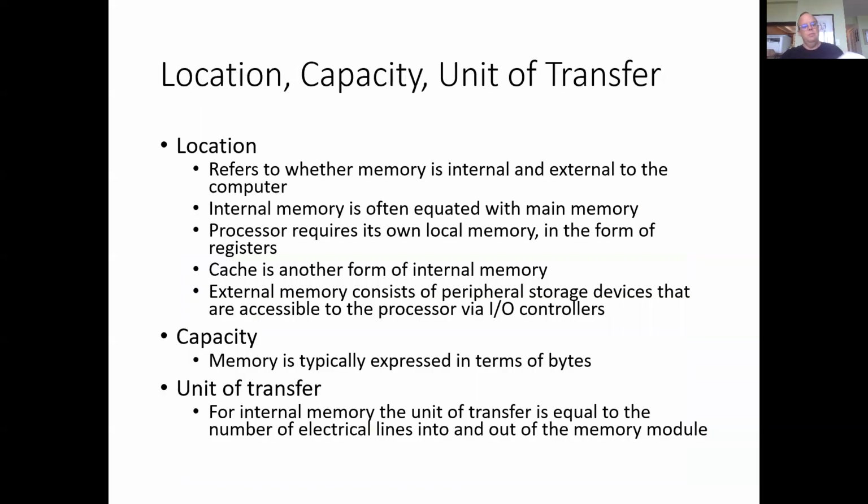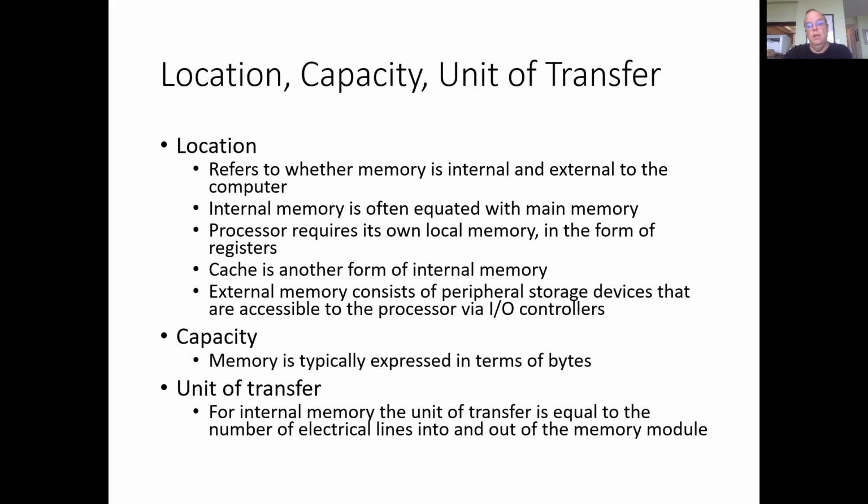So: location, capacity, and unit of transfer. Location refers to whether the memory is internal to the computer or external to the computer. We don't have as much external nowadays, although I still see people using jump drives from time to time, but it used to be, for example, a floppy disk that was external, or a cassette tape, or an optical disc like a CD, CD-ROM, or DVD.